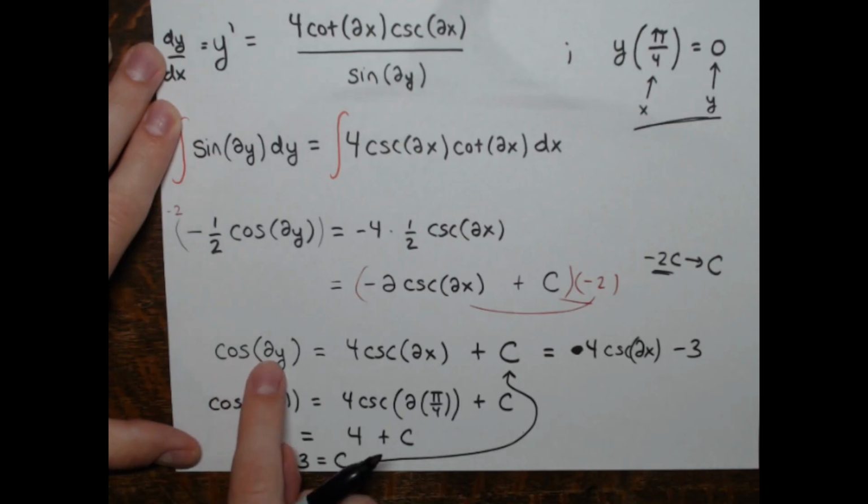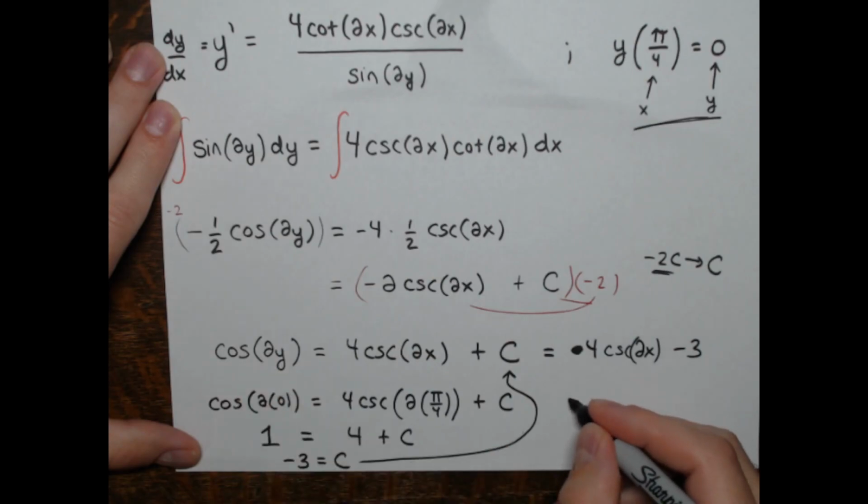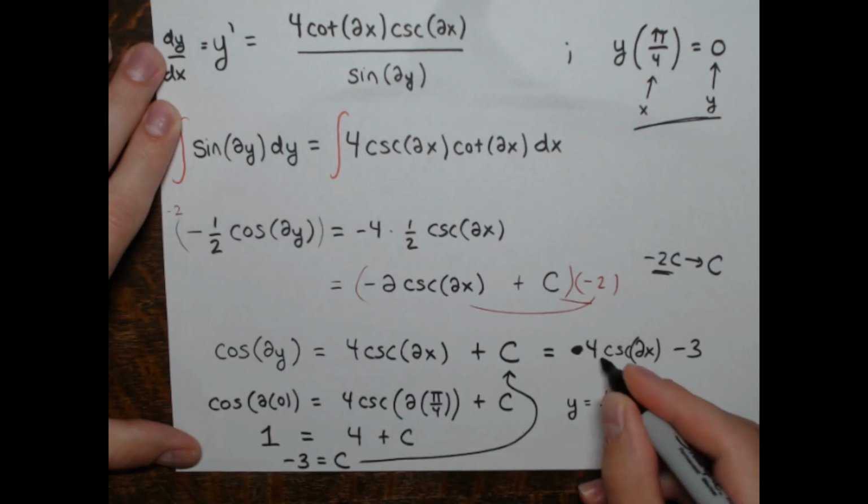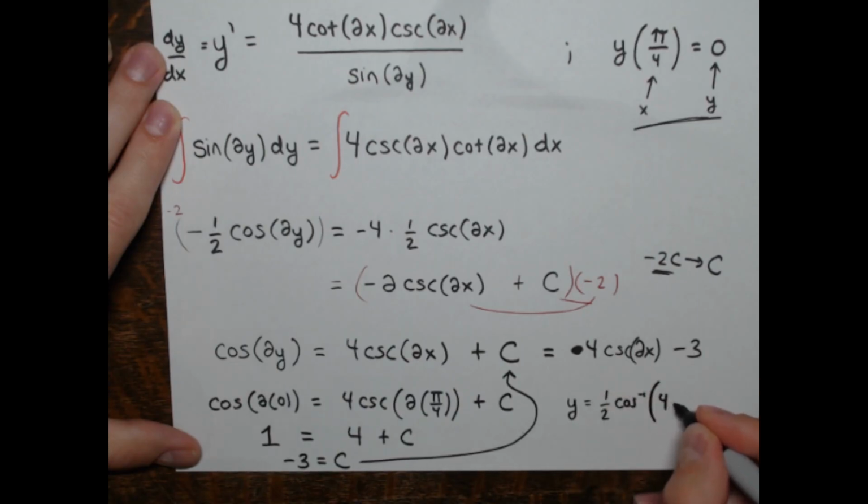To get y alone, I'd have to take the inverse cosine of both sides and then multiply by a half. So when all's said and done here, y equals half of the inverse cosine of this expression, this 4 cosecant of 2x minus 3, right?